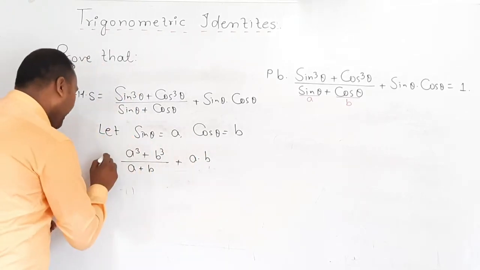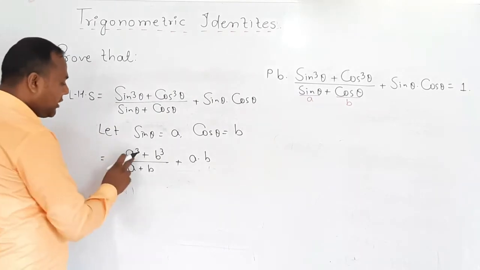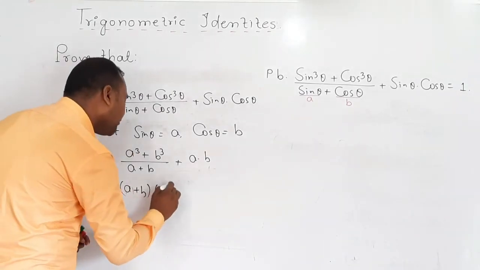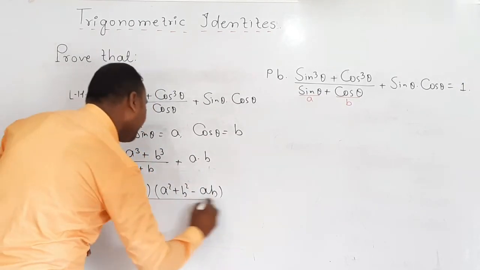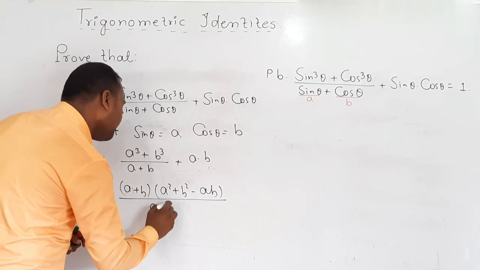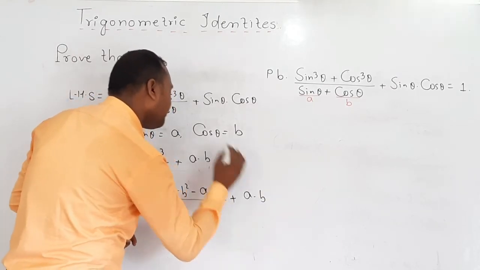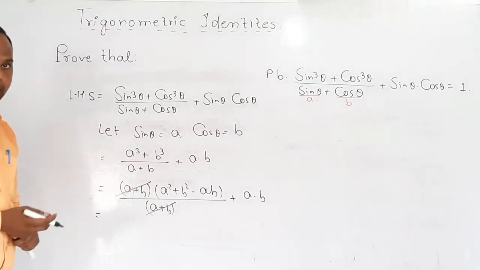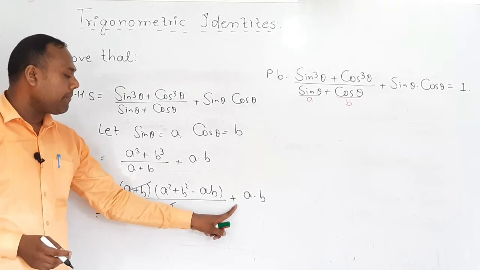So while solving the identities, we already know that a cube plus b cube means a plus b into a square plus b square minus ab, divided by a plus b, and plus a into b. While solving, a plus b cancels out with a plus b. That means a square plus b square minus ab plus ab.